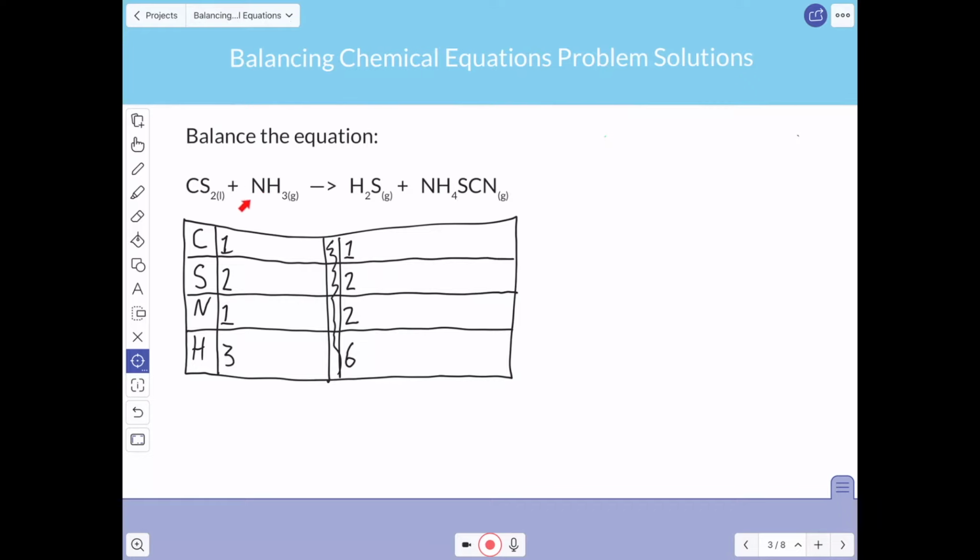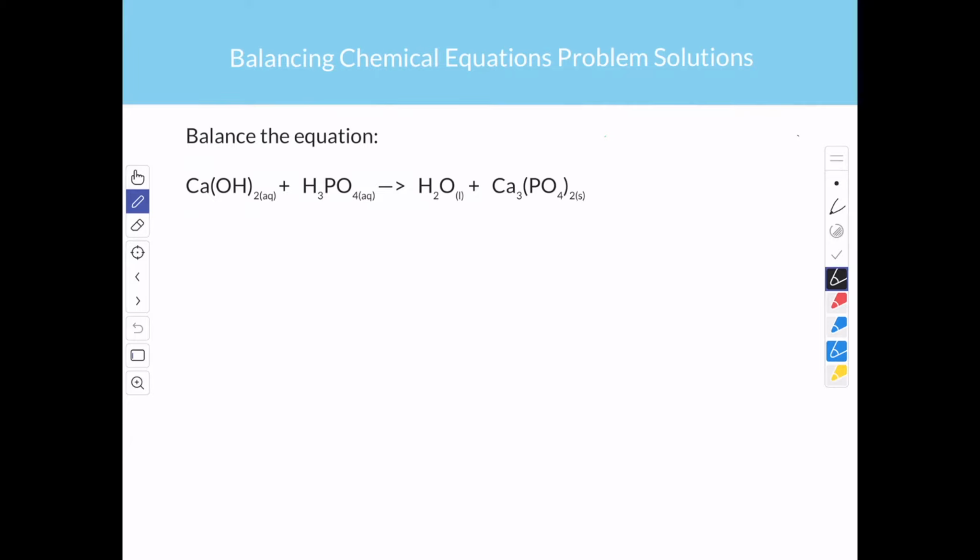If I put a 2 in front of my ammonia, that's going to give me the 2 nitrogens that I need to balance out, and it's also going to give me 2 times 3, which is 6 hydrogens. So a problem that looks kind of difficult at first glance is actually quite simple. With one coefficient, I've balanced my entire reaction. There you go.